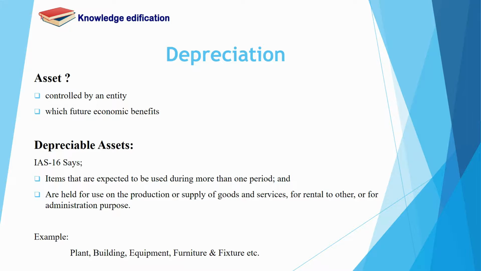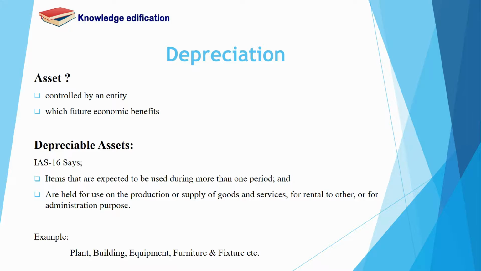As we know, resources allocated by an entity as a result of past event and from which future economic benefits are expected to flow to the entity is called asset. International Accounting Standard 16 says about property, plant, and equipment.